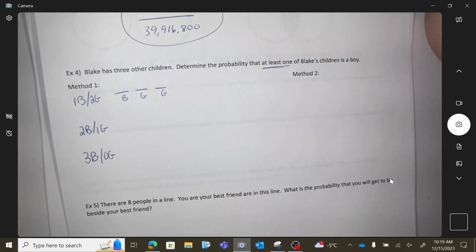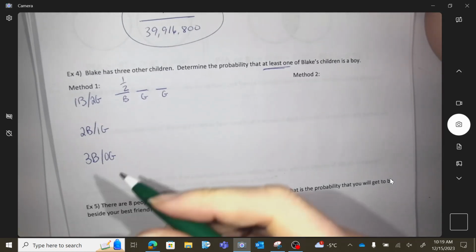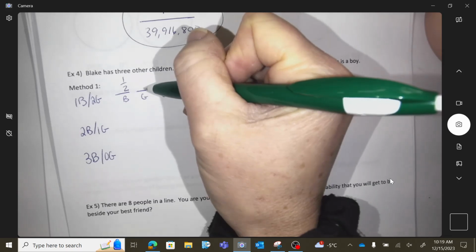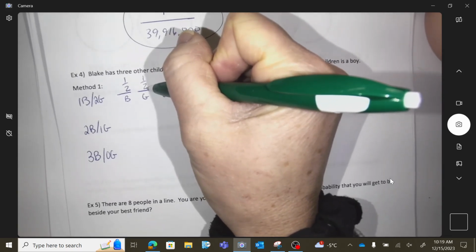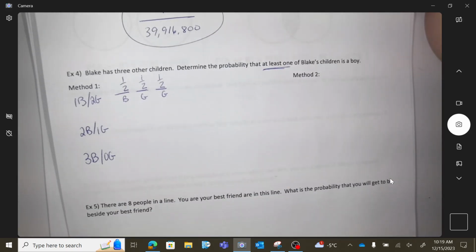Okay, so what's the chance of having a boy? When you have a baby, what's the chance that it's going to come out a boy? 50%, yeah, 1/2. What's the chance of having this child be a girl? 1/2. 1/2. Okay, but do you remember this?